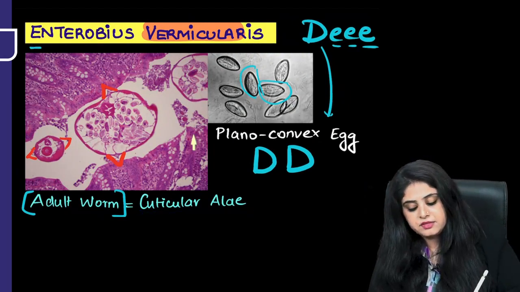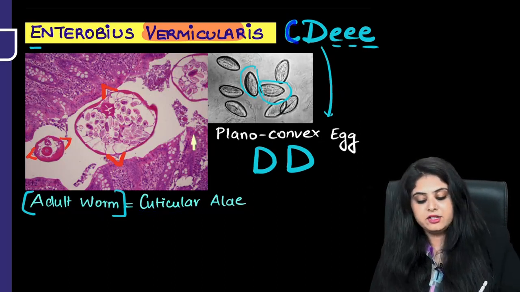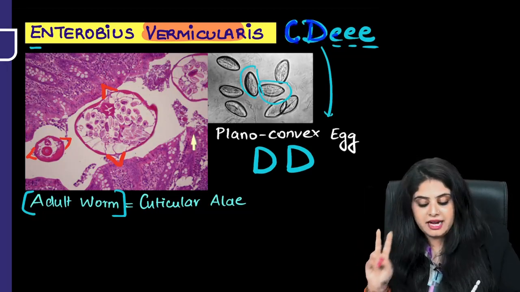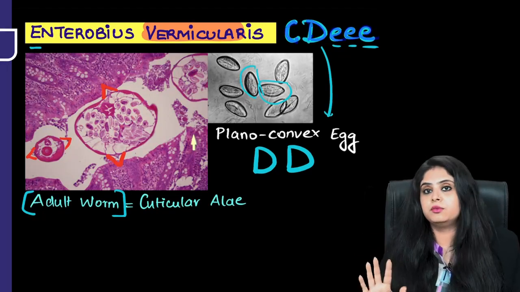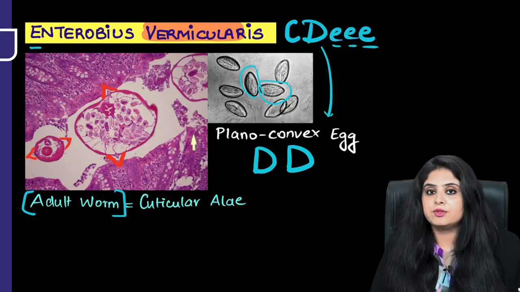So now you can learn CDE. What is this CDE? CDE means that we are going to see cuticular ala and we are going to see the D-shaped eggs. That is what is going to make it Enterobius vermicularis. Sorted? That wraps up all of your GIT chapter also.